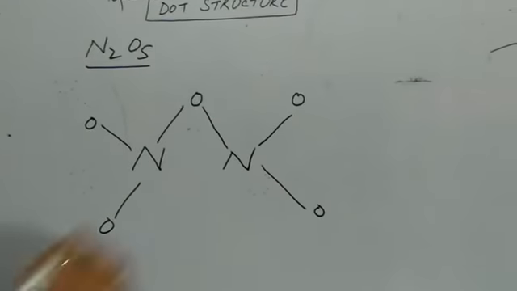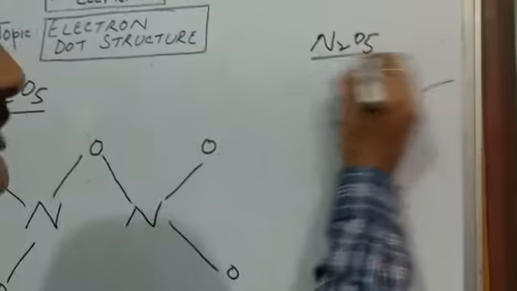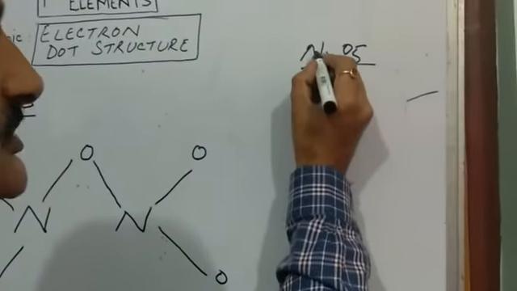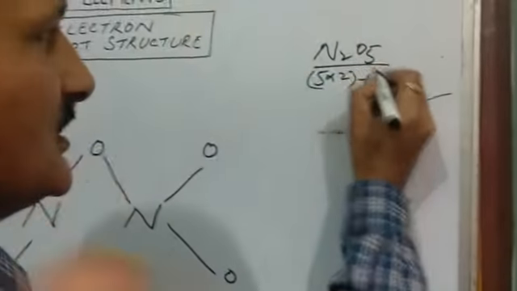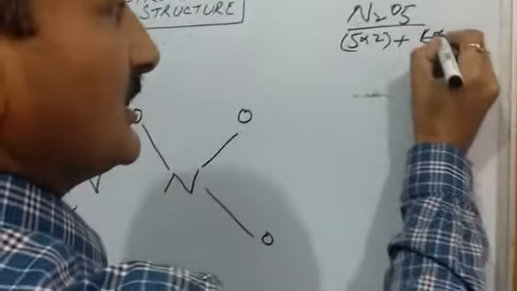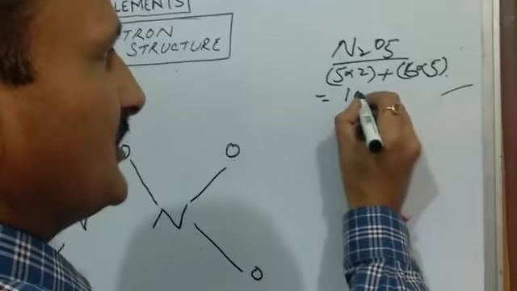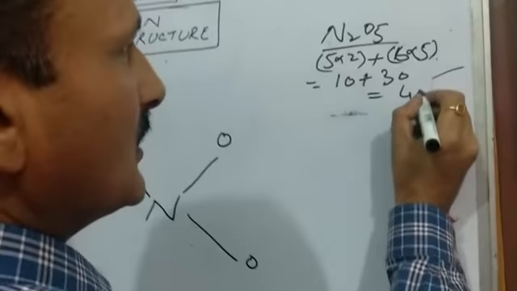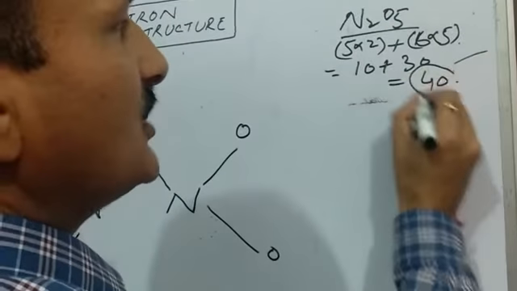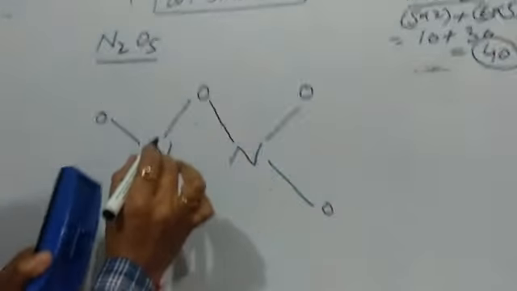Now let us count the number of valence electrons in N2O5. Each nitrogen has 5 valence electrons multiplied by 2, plus each oxygen has 6 valence electrons multiplied by 5, since there are 5 oxygen atoms. So it will be 10 plus 30, that is 40. So we have 40 electrons at our disposal to draw the electron dot structure of N2O5.